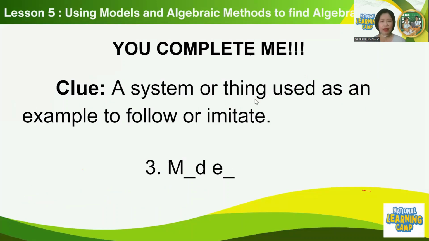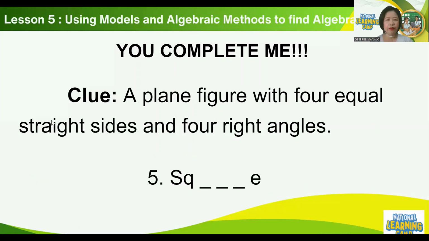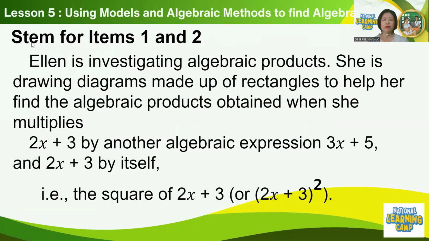3. A system or thing used as an example to follow or imitate. The answer is model. 4. A polynomial that consists of 3 terms. The answer is trinomial. 5. Plane figure with 4 equal straight sides and 4 right angles. The answer is square. Let's proceed to STEM for items 1 and 2.